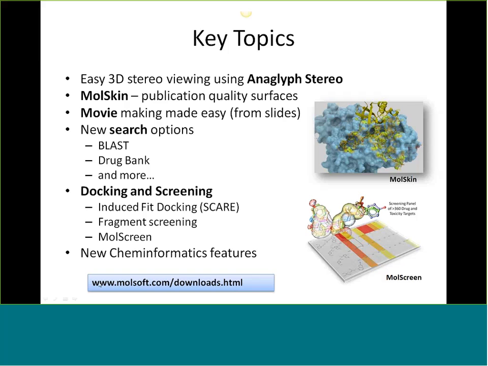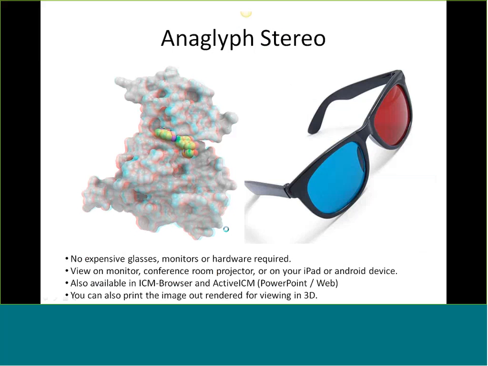Okay, we'll start with Anaglyph Stereo. Apologies if you came to the webinar last week, some of this is repeated, but we now have Anaglyph Stereo. So basically, all you need now is any kind of monitor and a pair of $10 glasses. You no longer need expensive glasses or monitors or any stereo hardware. So you just need cyan and red glasses. You can view the stereo on your monitor, or you can project it, so you can provide glasses to people in the meetings.